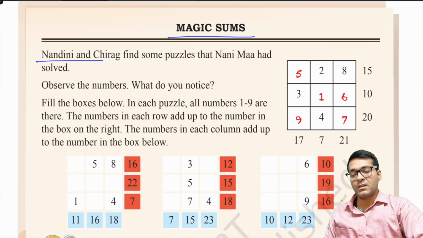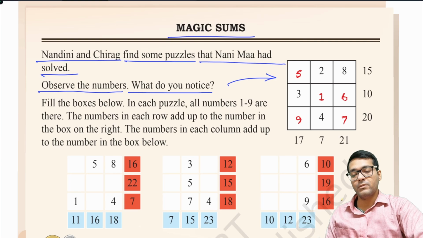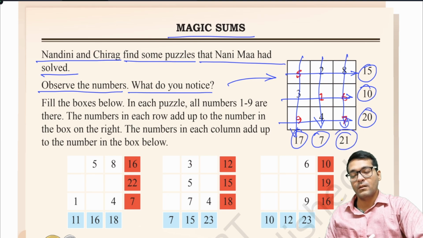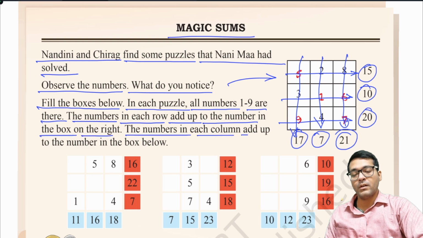Magic sums. Nandini and Chirag find some puzzles that Nani Maa had solved. Observe the numbers. What do you notice? Observe this puzzle. You will see adding in this direction and this direction gives 15, 10 and 20, and adding in this direction, that is upside down, will give 17, 7 and 21. Fill the boxes below. In each puzzle, all numbers 1 to 9 are there. The numbers in each row add up to the number in the box on the right. The numbers in each column add up to the number in the box below.